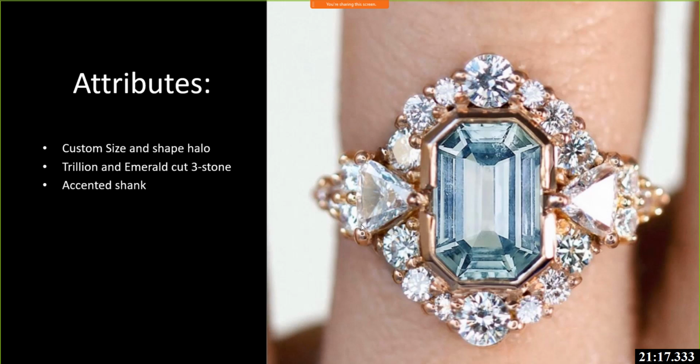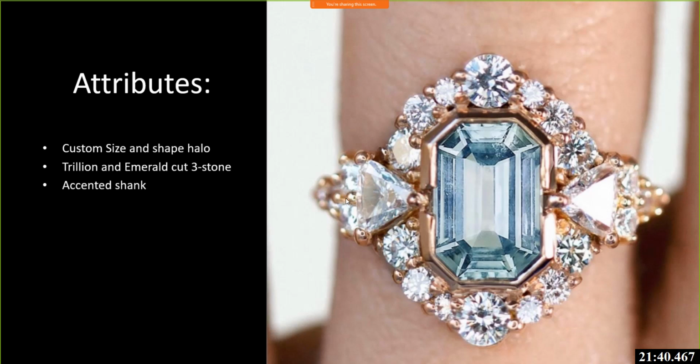We've also got these trillions on either side, and I'm calling this a trillion and emerald 3 stone because these trillions are significant enough. But typically when you see trillions in a 3 stone, they're facing the other direction, right? So the long flat side is facing our center stone. So this is really an unusual configuration.